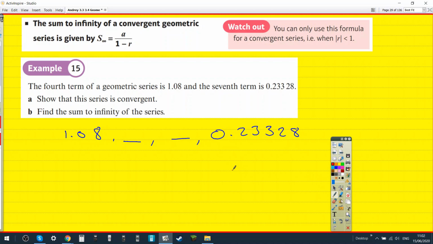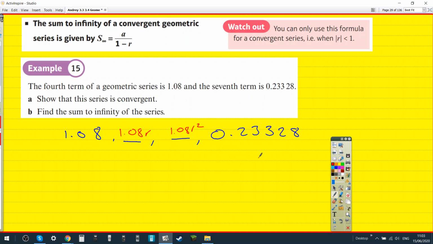And then could I then find the difference between those two sums and then divide it by 2? This is geometric. So it's times something each time. That's why I find out the common ratio. Yeah. So is that like 1.08 times something divided by 2 is equal to 0.23328? Not quite. So this would be 1.08 times r. Yeah. What would be the next one? 1.08 r squared. Yeah.